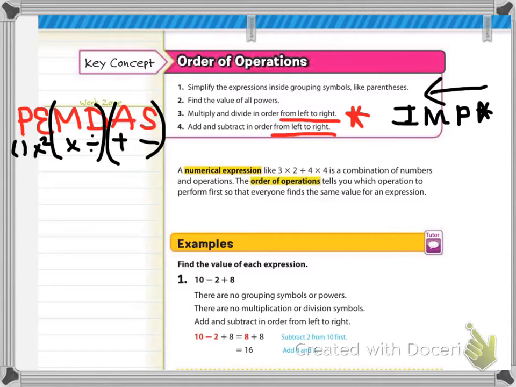The ones that go in order, you know what to do. Again, just be careful with the exponents. Okay? Parentheses first, then do all the exponents, then multiply and divide from left to right, add and subtract from left to right.